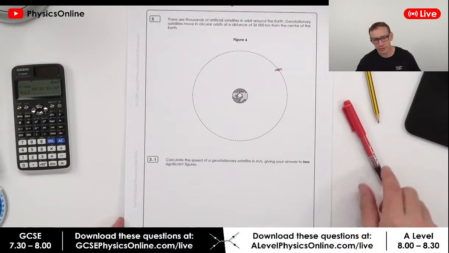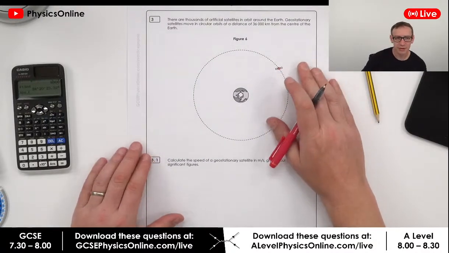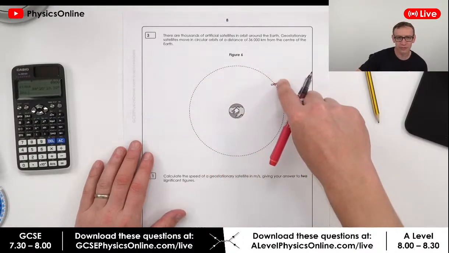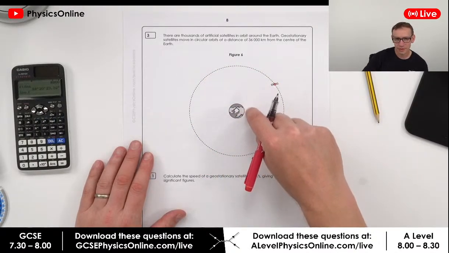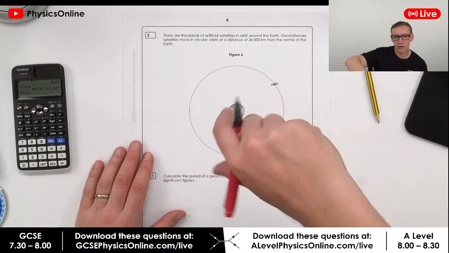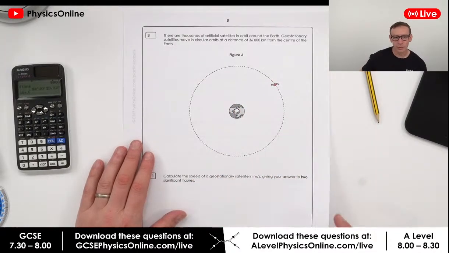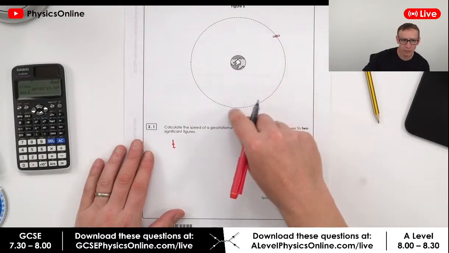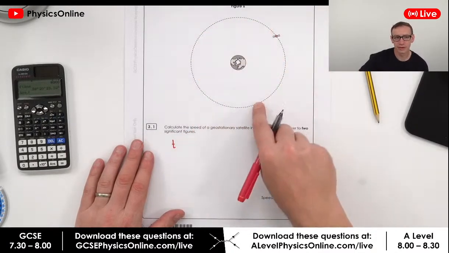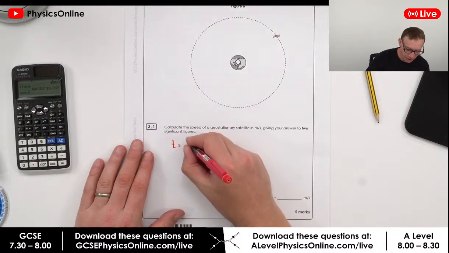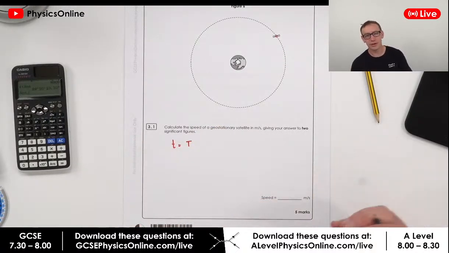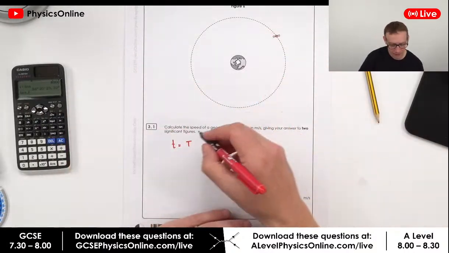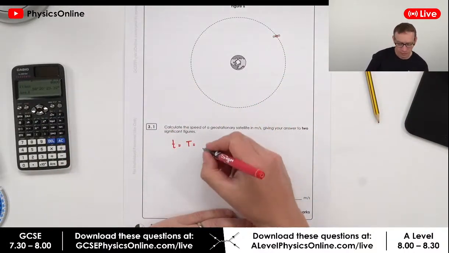Now, the one bit of information you need to know about this is that because it's geostationary, the time it takes to orbit the Earth once is equal to the time that it takes the Earth to rotate one time as well. So we need to know the time for one full orbit, one full rotation. We call this time capital P because it's the time period, just like when you're looking at waves, we look at the frequency and how that's related to the time period of the wave. And this is going to be equal to 1 day.